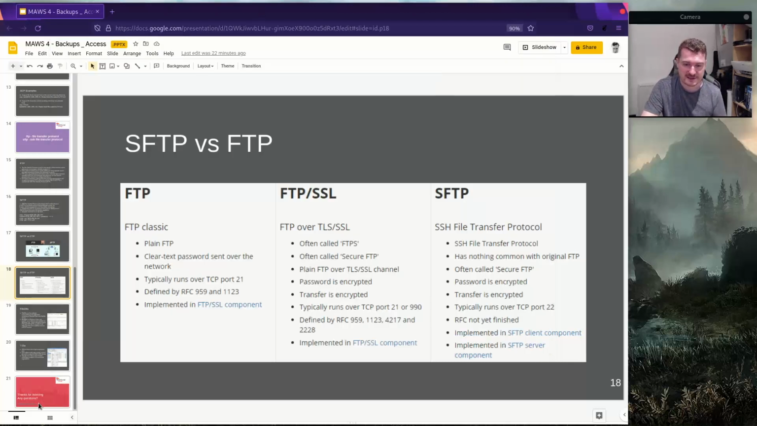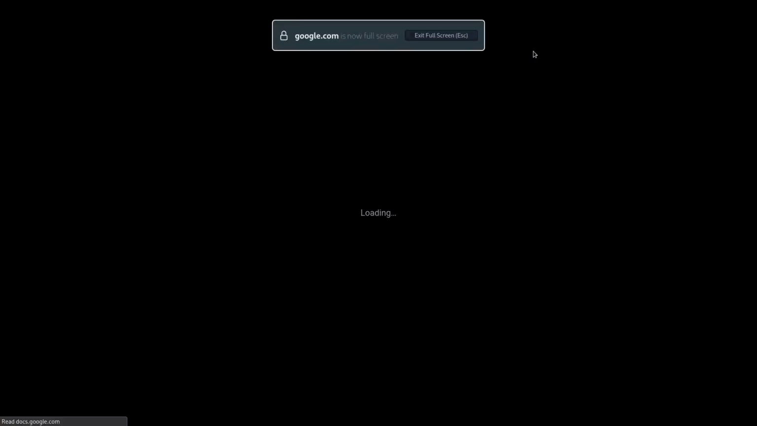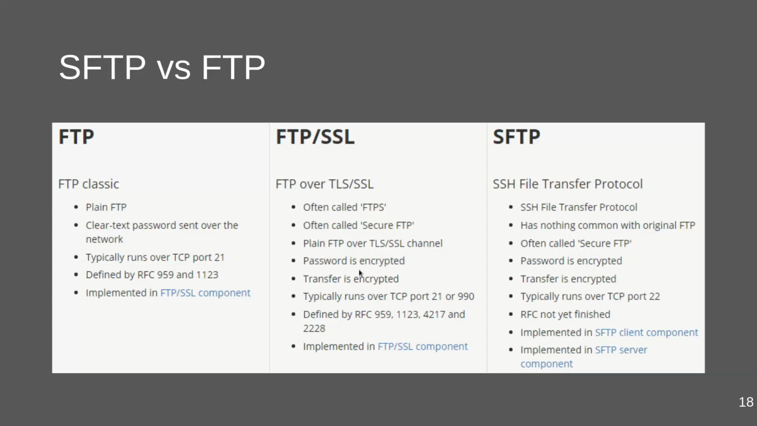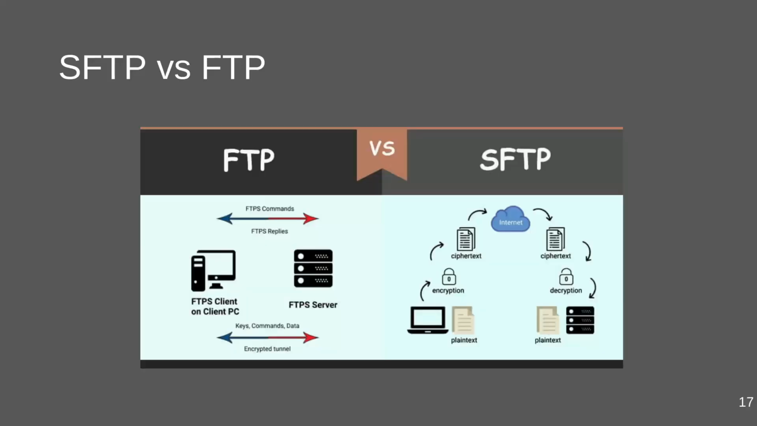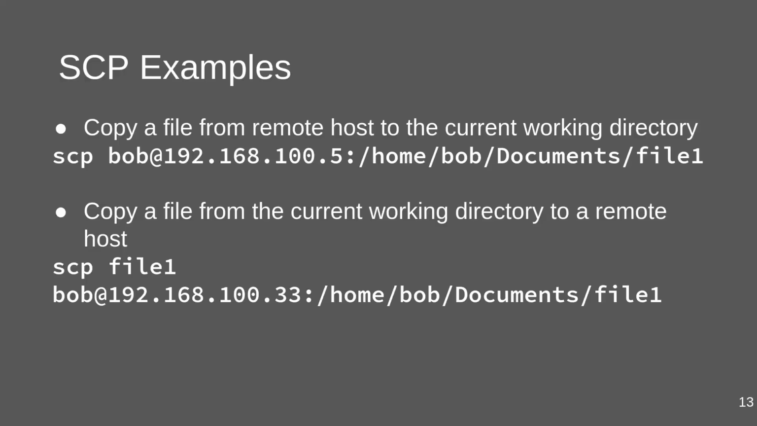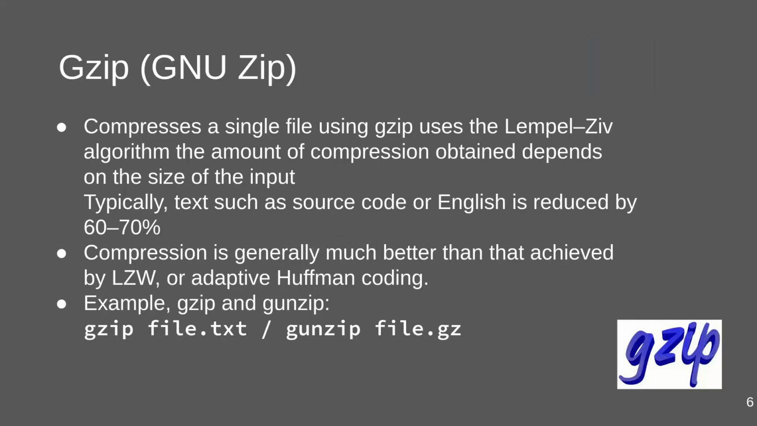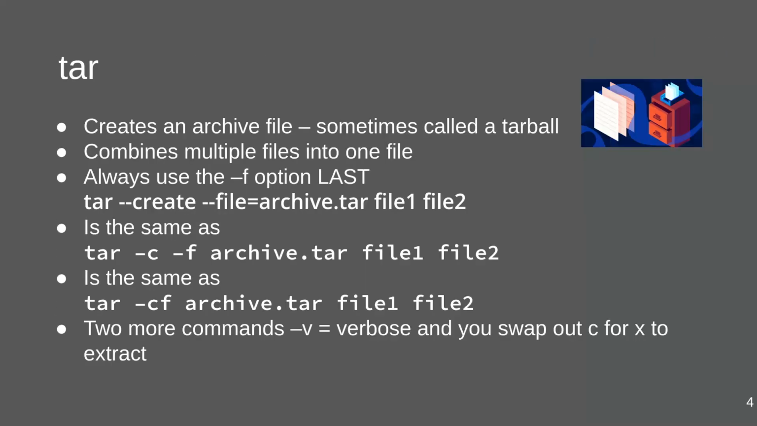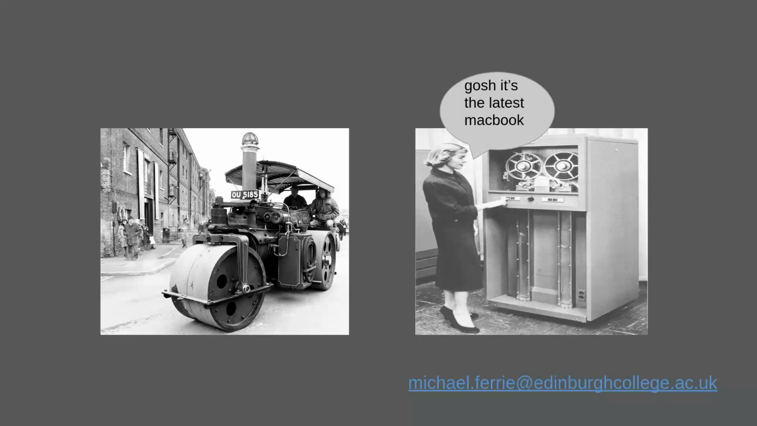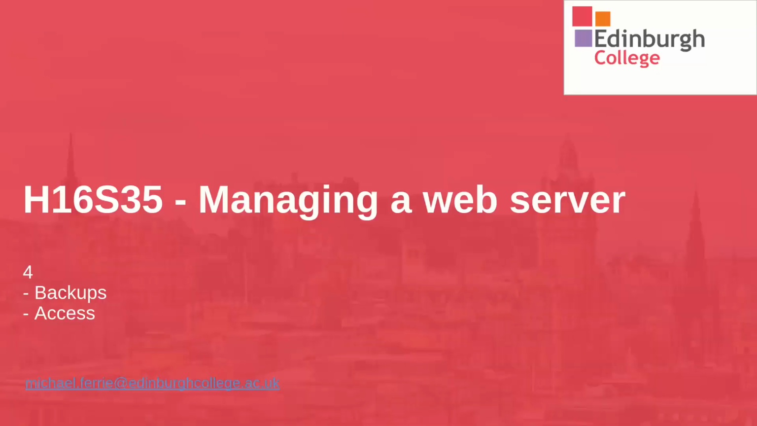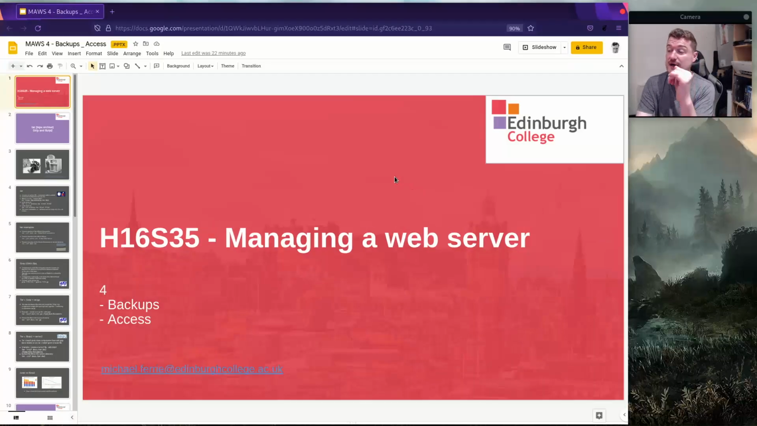Right, okay, so that's topic 4. Backups and access. So we had a little bit of 7-zip, a little bit of Filezilla, a little bit of different FTP protocols, FTP, SCP, how to do tar, bzip, gzip, gunzip, how to compress files, silly graphics, and how to do tape archive. And I'll make this available to you, and also I'll get this video and put it onto the YouTube playlist as well.